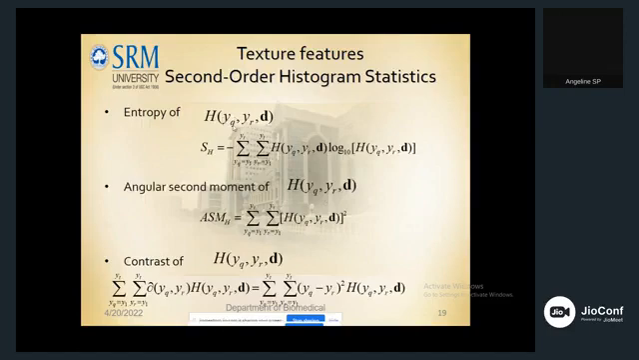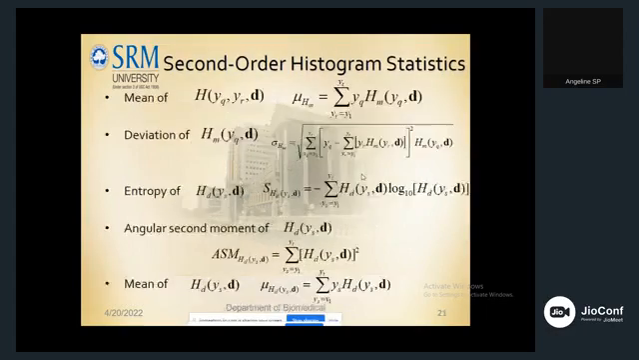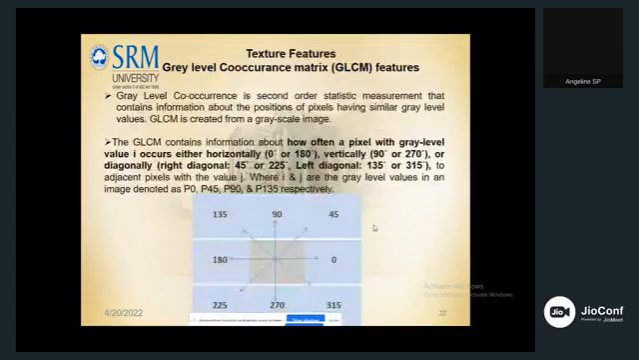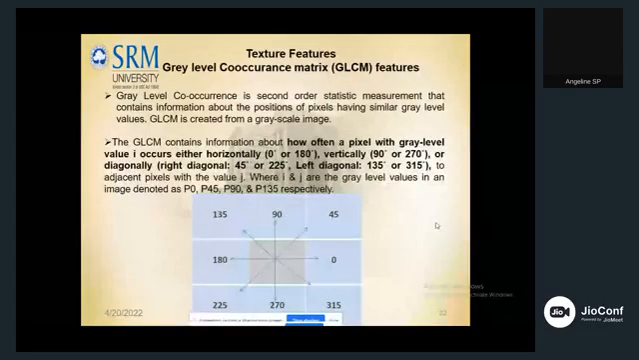If you see here, Q is one pixel and R is another pixel. Same as the first order histogram, you can calculate the entropy, angular moment, contrast, inverse difference moment, and correlation, and also the mean, deviation, entropy, angular second moment. So these are all second order statistical features. Then next are higher level features, or texture features. That's all about statistical features.